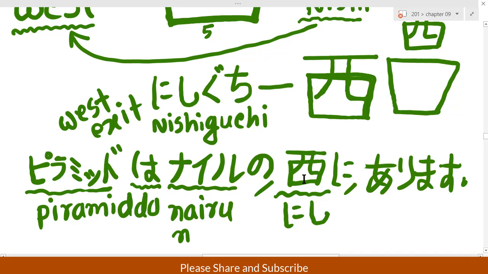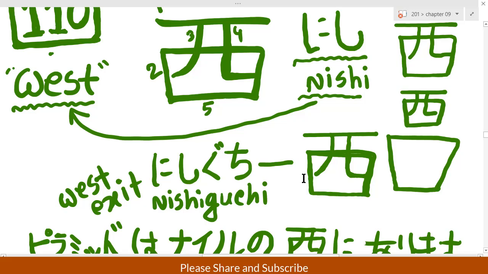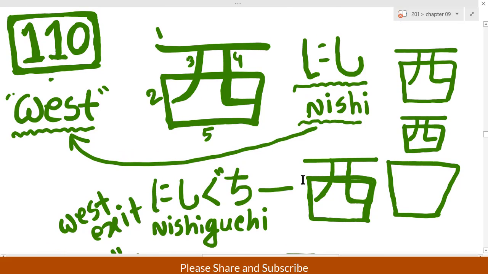So here the kanji is only nishi. The sound is nishi. And the meaning is west.